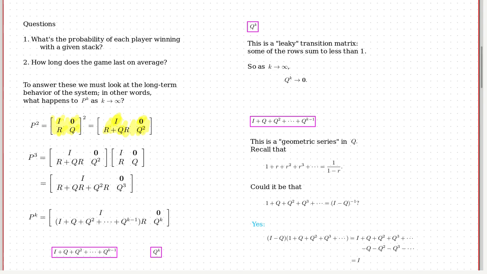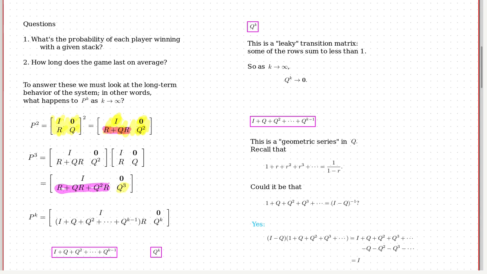In the lower right side, what we seem to get are powers of q, and the same thing happens when we look at the third power of p. We get q cubed. The most complicated part is in the lower left section. Initially we get r plus qr. At the third power, we get r plus qr plus q squared r, and the pattern is that each time we do it, we get one additional term that looks like a power of q times r.